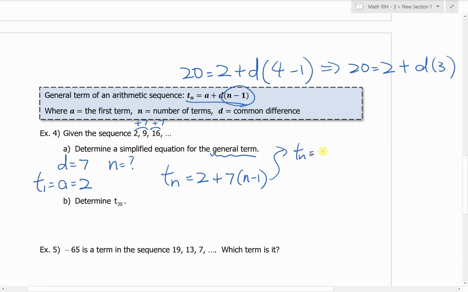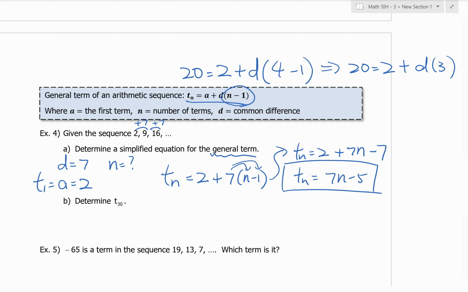We get Tn equals 2 plus, distribute this, so you get 7n minus 7. Just multiply. So then Tn is equal to, collect like terms here, 7n minus 5. And this is the general term. So you can find any term you want using this formula. For example, for part B, it says determine T30. Because we already know this, we can simply use this to figure out T30.